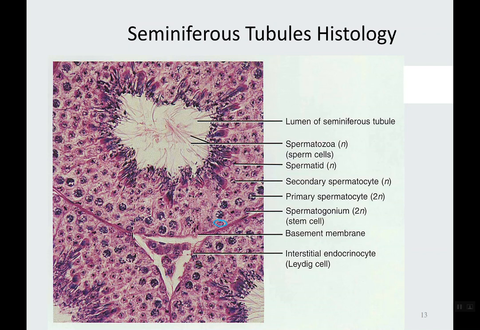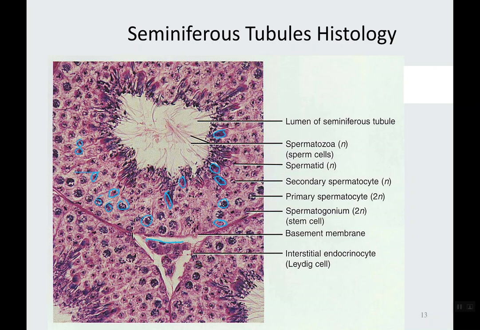And just inside, there's going to be larger cells with a larger, darker nucleus, and these are going to be primary spermatocytes. So here's a primary spermatocyte, here's one, here's one, here's one, here's one. These little guys with a smaller nucleus and a dark nucleolus are going to be secondary spermatocytes. And then these little guys here with a dark, more oval head, these are going to be spermatids.